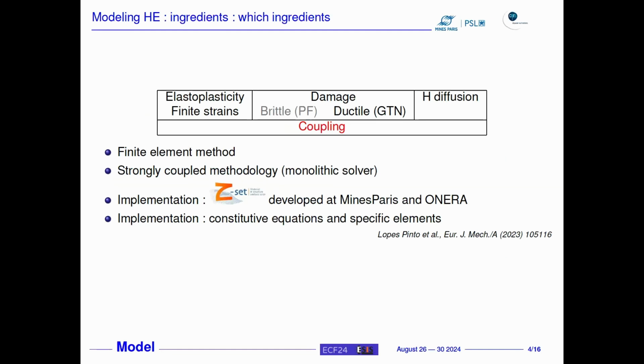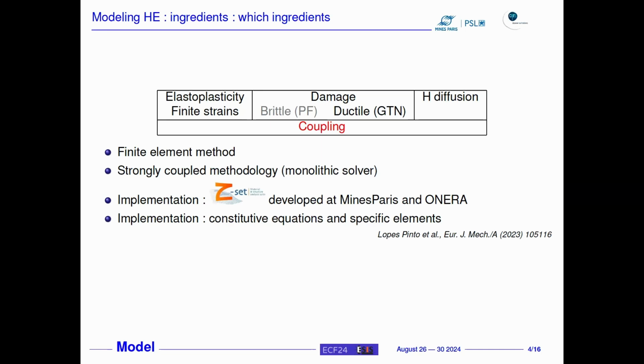Okay, so which ingredient do we want to have in our simulation? Obviously, we're not interested in very embrittled material. These materials, they must keep some ductility. So we must have elastoplasticity, but also finite strain, a lot of deformation before failure. We are interested in failure, so we need to incorporate damage.